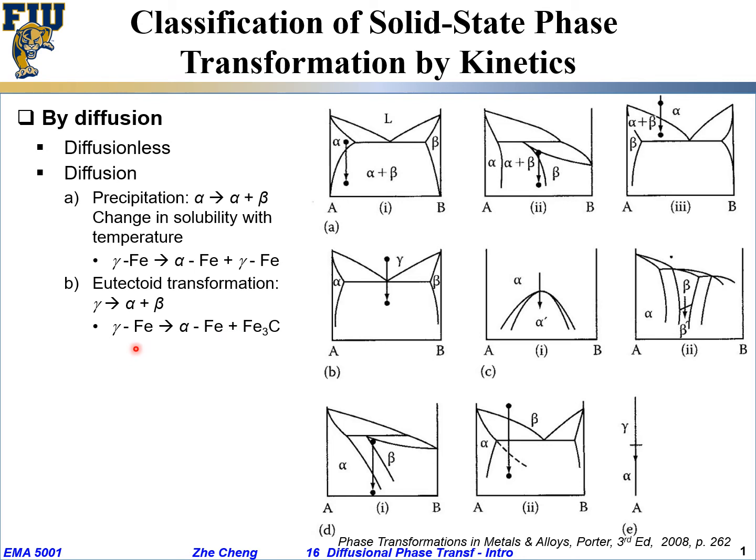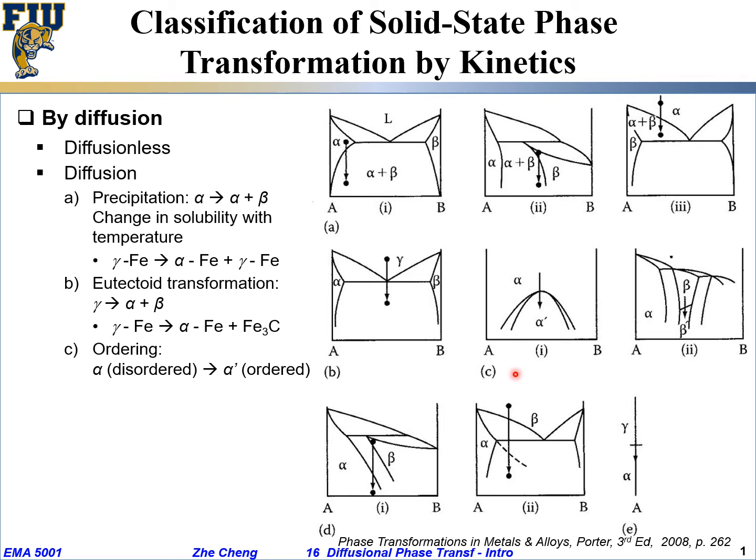And one example would be the gamma iron phase transforming into alpha iron and cementite. This is the principle for the pearlite structure to form that gives steel the better mechanical properties. Okay. And another type is called order-disorder phase transformation.